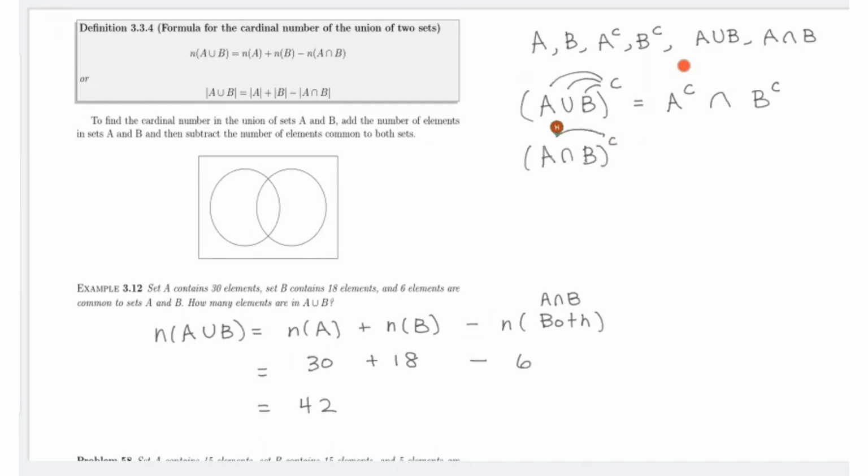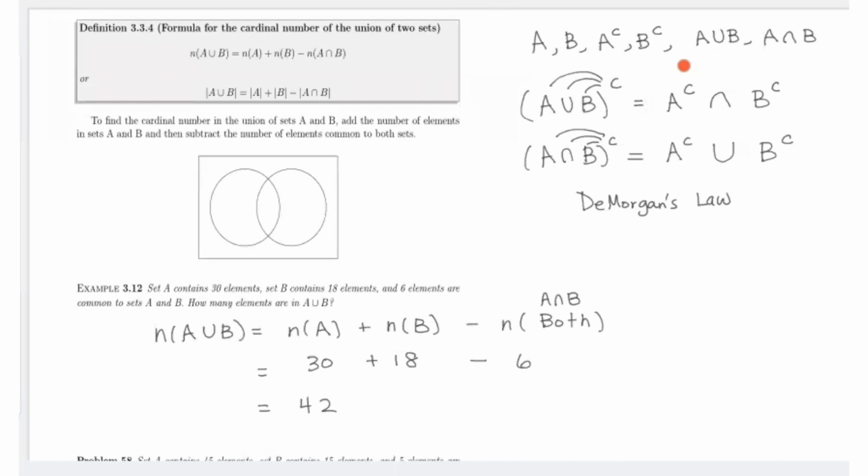Again, I apply this complement. Every time you have a parenthesis and that complement is like an exponent, it applies everywhere. So A complement, intersect, B complement. The opposite of intersection is union. So this is union. This is what we call De Morgan's law. All right, so let's have an example here.